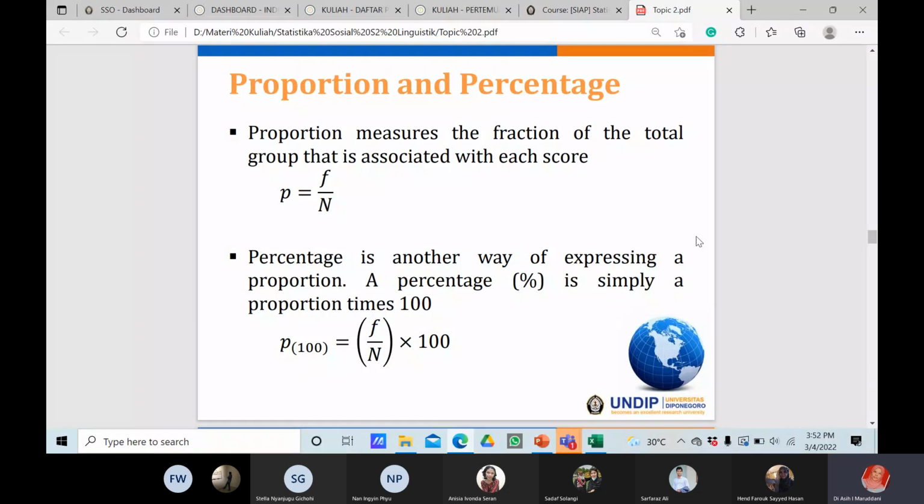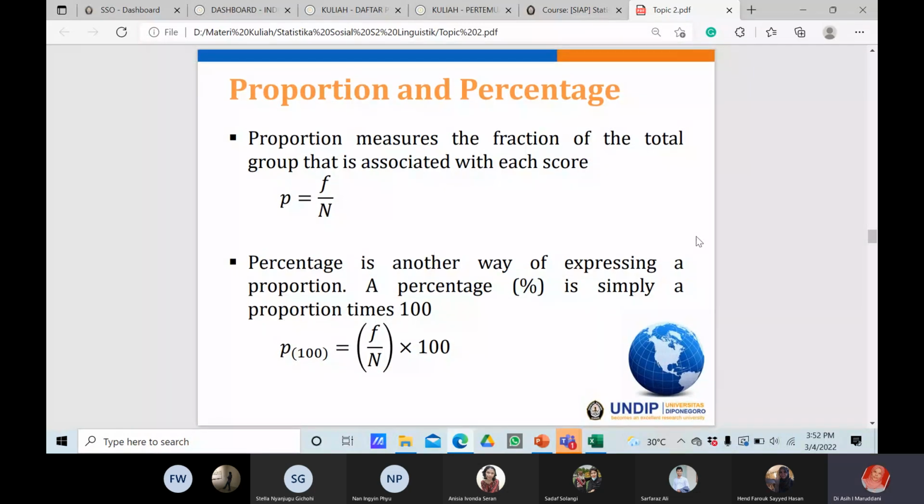Now we can calculate the proportion and percentage from the frequency distribution data. Proportion measures the fraction of the total group that is associated with each course, with the formula P equal to F divided by N. P is the proportion, F is the frequency, and N is the number of the data.